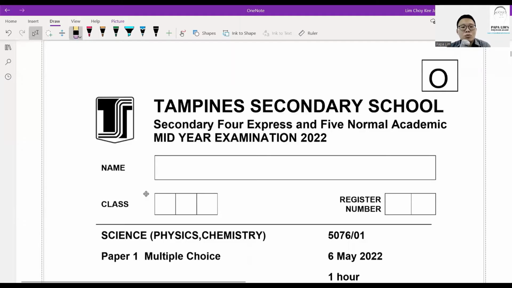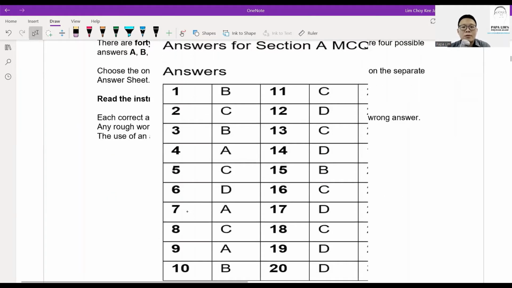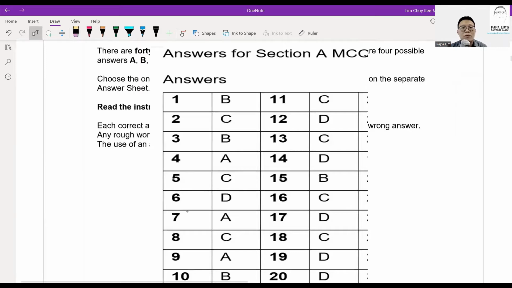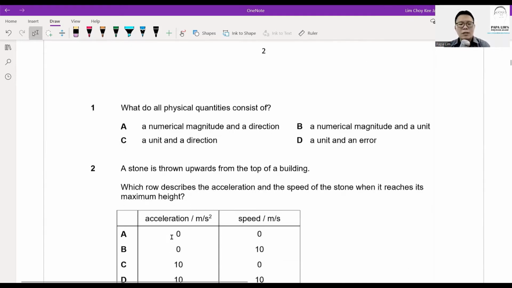Now, the 2022 mid-year paper, paper 1 first. We'll look at paper 1, the MCQ paper. For those who have not got the answers, I flash the answers here. You can pause your video while you copy down the answers or check your answers. Now, for paper 1, I would say some of the questions are interesting. Overall, I will classify paper 1 as an average paper. Some are quite easy, some are slightly tricky.